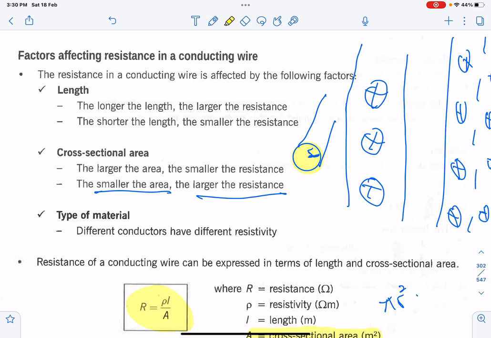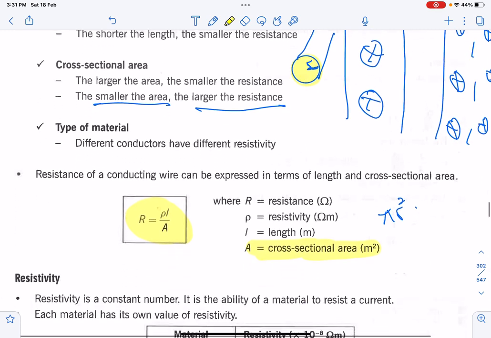Cross-sectional area is basically the thickness of the wire. Having a greater area, the resistance will be smaller because there's more place for the current to flow through. However, having a very small wire, or a smaller area, everything is so tight and cramped. So that will actually result in greater resistance for the movement of electrical current. Then the type of material: different conductors can have different levels of resistivity.